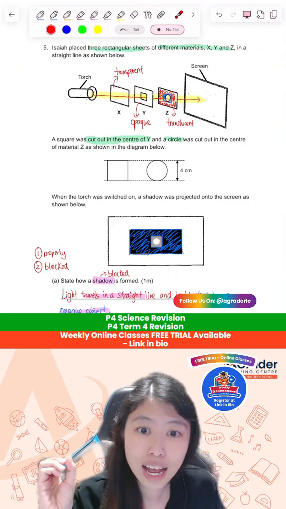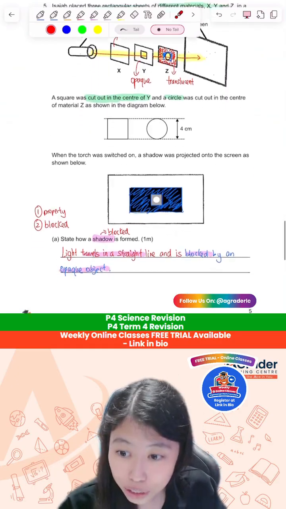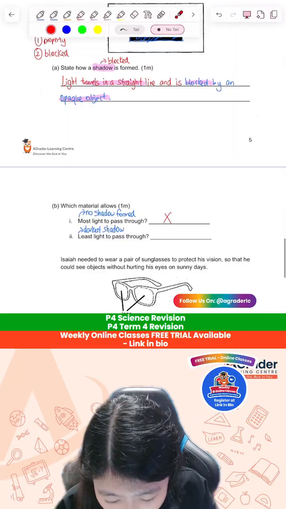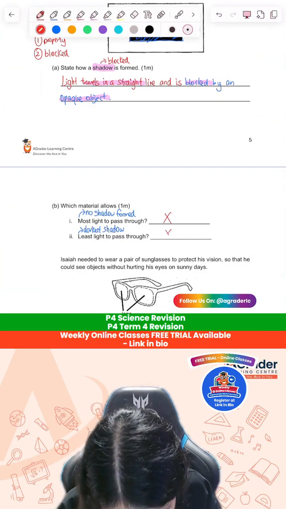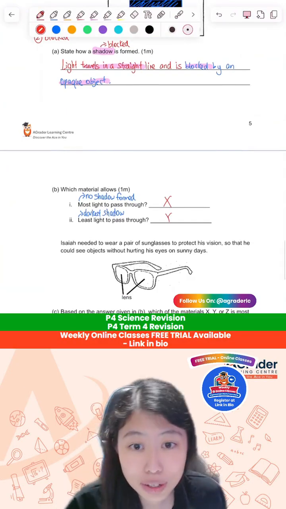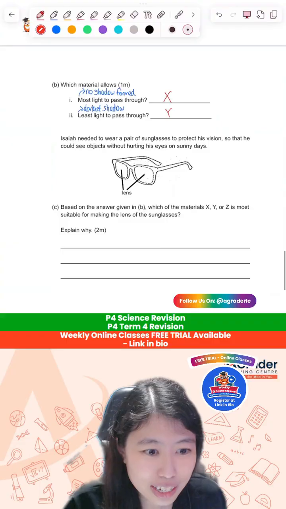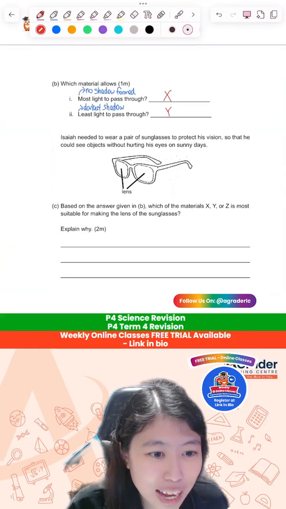Okay, so very good. So yes, material Y allows the least light to pass through, while the other one, Z, is translucent. Okay, very good. So let's look at this one. Yes, a lot of you got it correct. Thank you for all your answers.